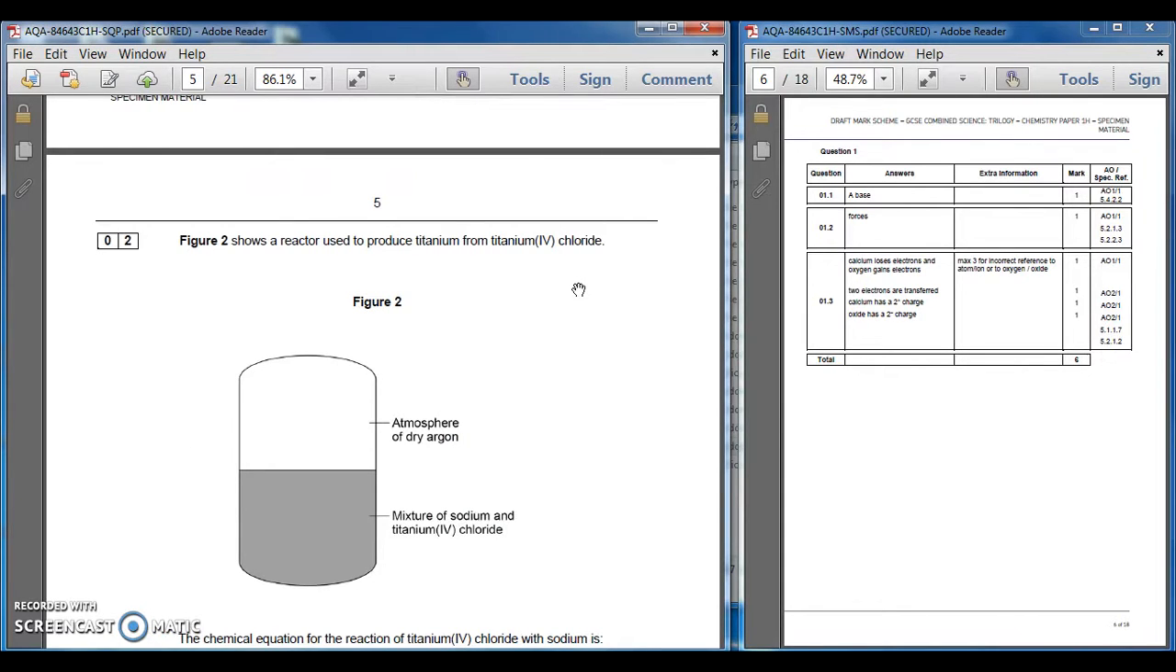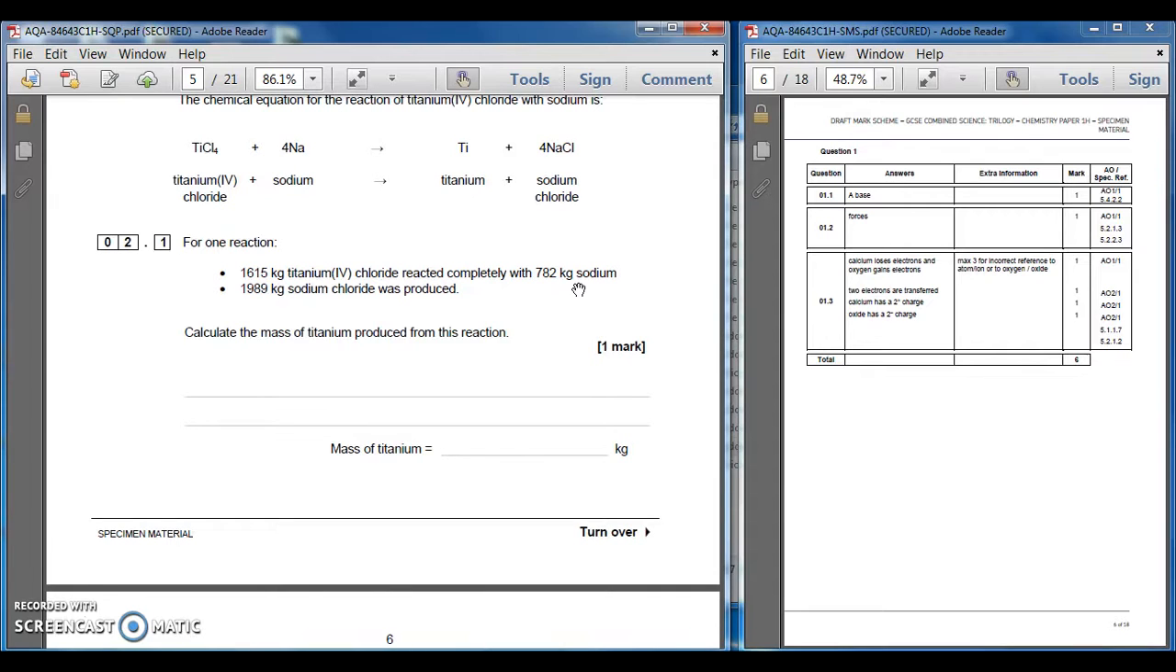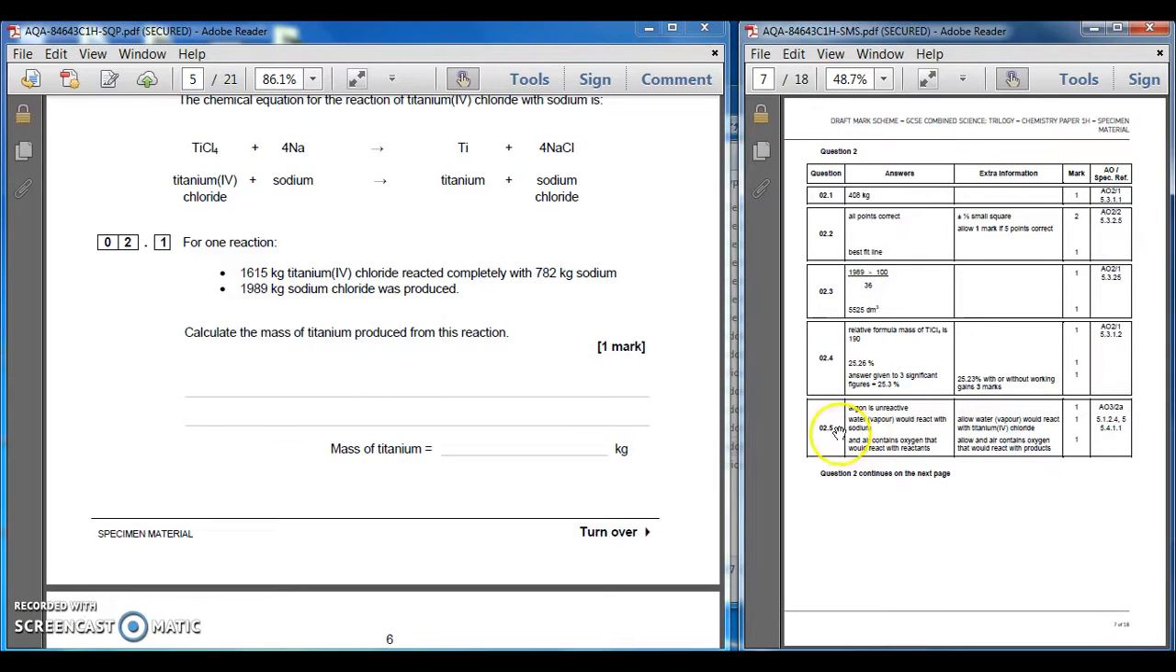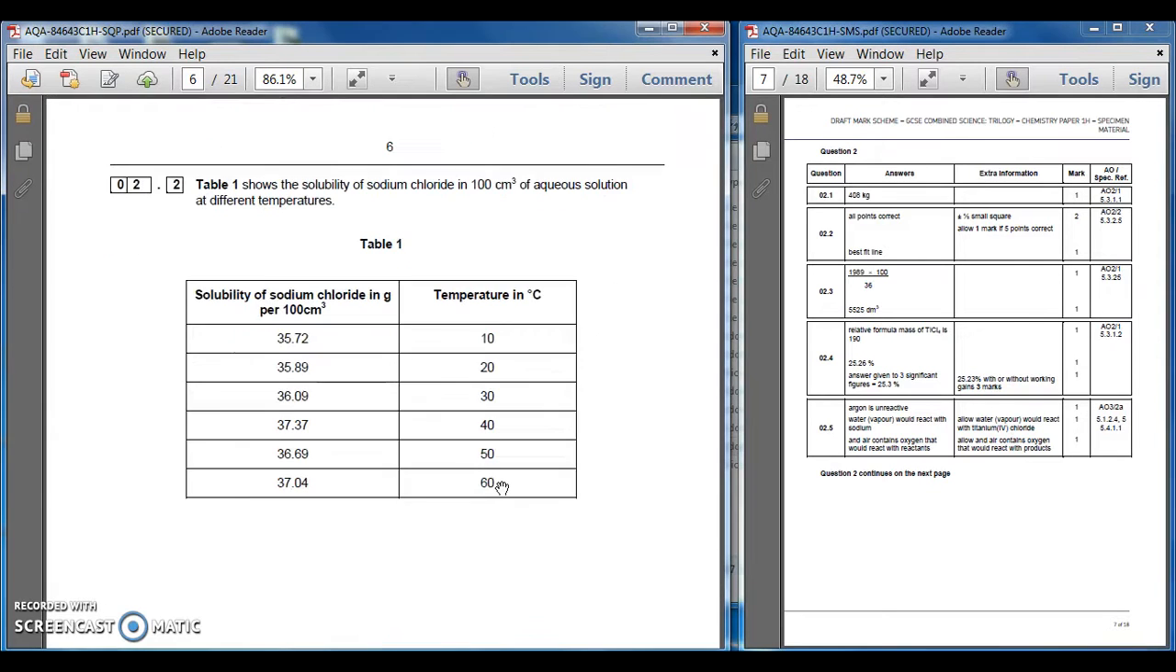Question 2. In this question here, a lot of information. The main thing that you needed to know was that this was asking about conservation of mass. So when it says you've got approximately 1600 going in and approximately 800 going in, that gives you approximately 2400. And here you've got about 2000. So the difference there is about 400, the mass of titanium. So if you actually put the numbers in and do that properly, you get an answer of 408 kilograms. It's showing that the amount that goes in, the amount that comes out is the same thing. Nothing is gained or lost.